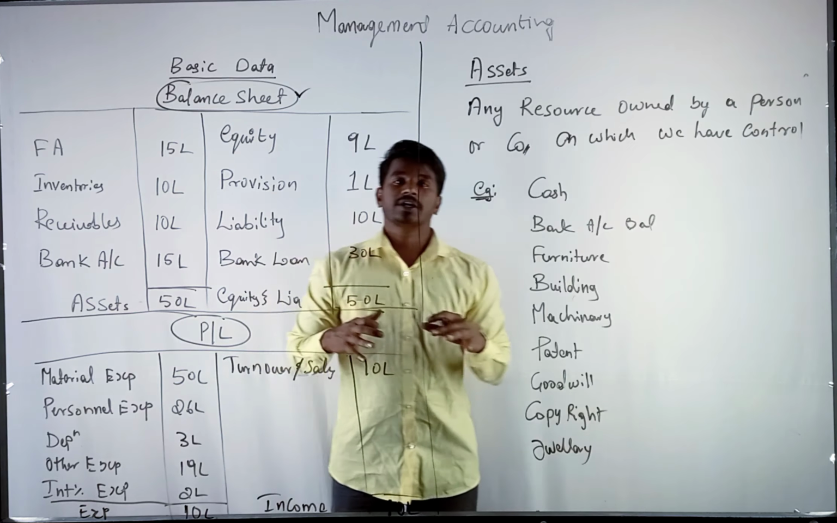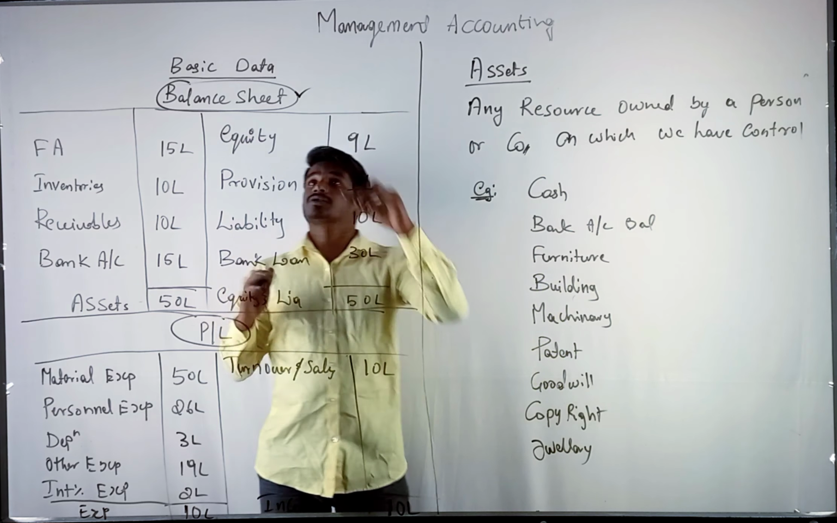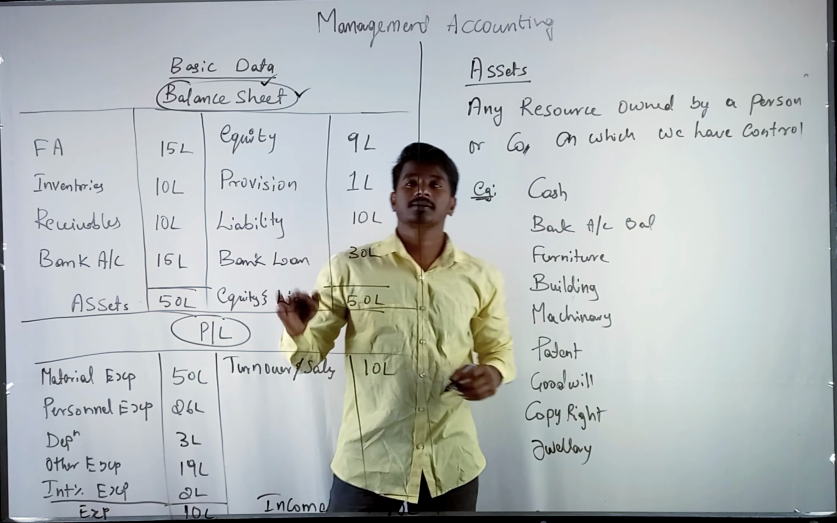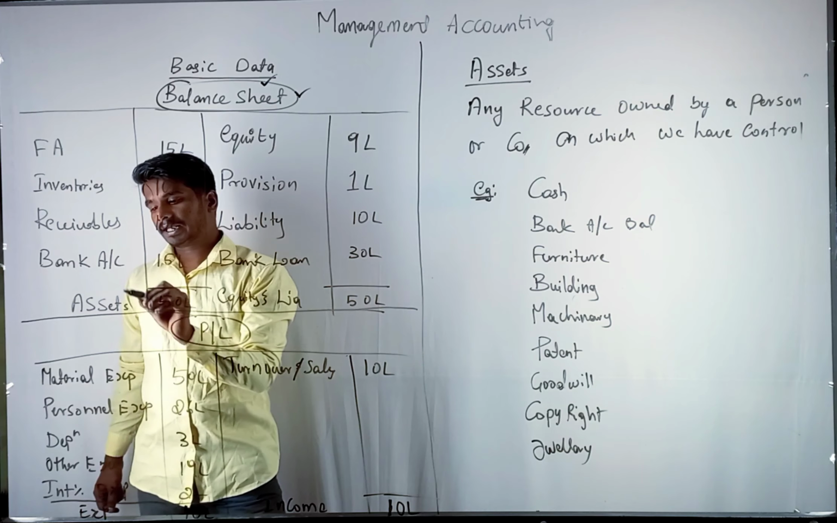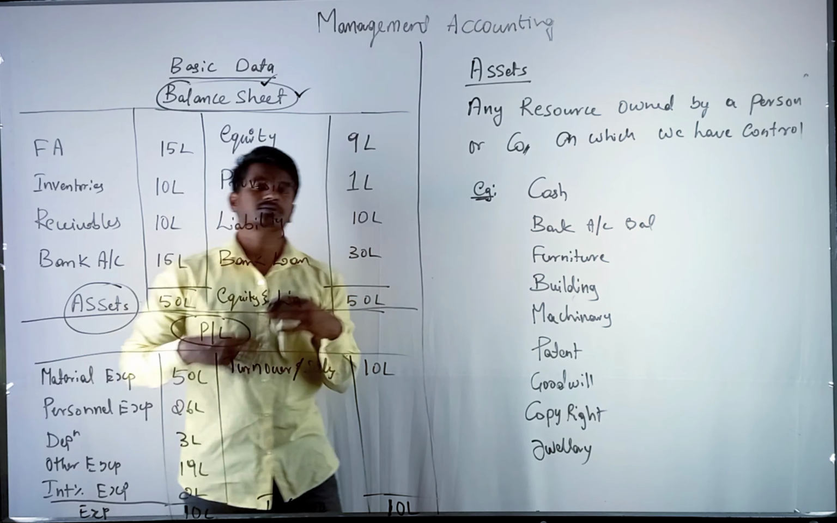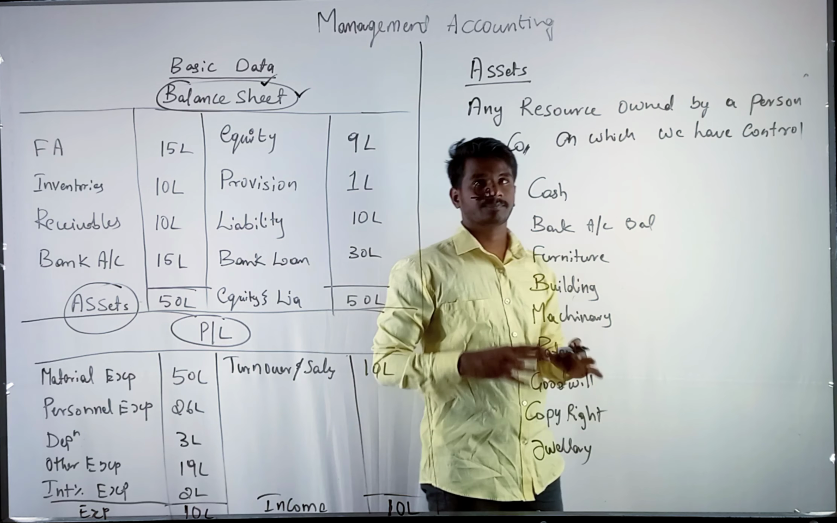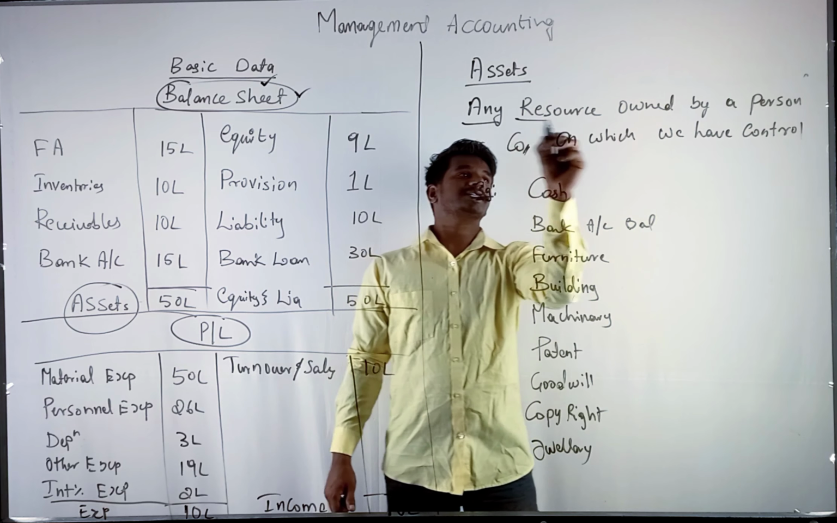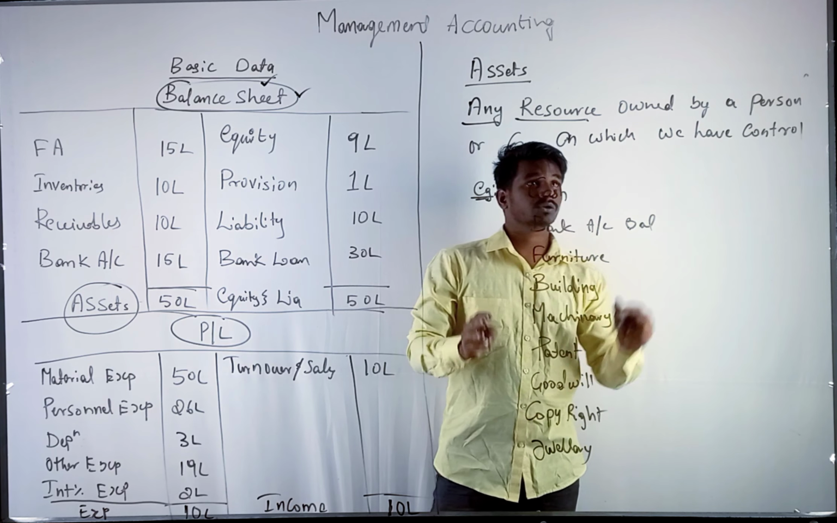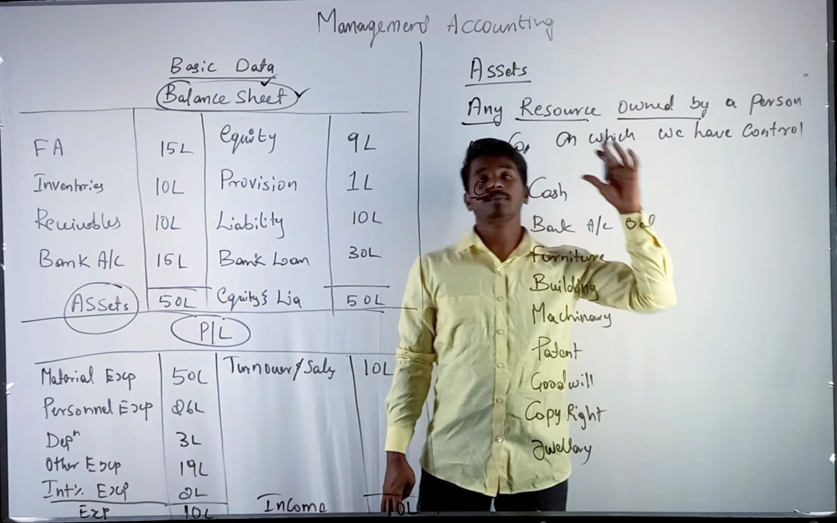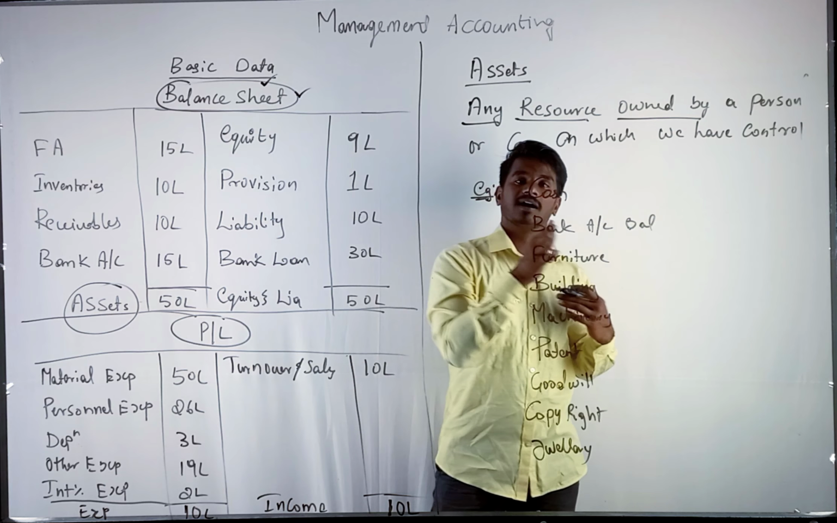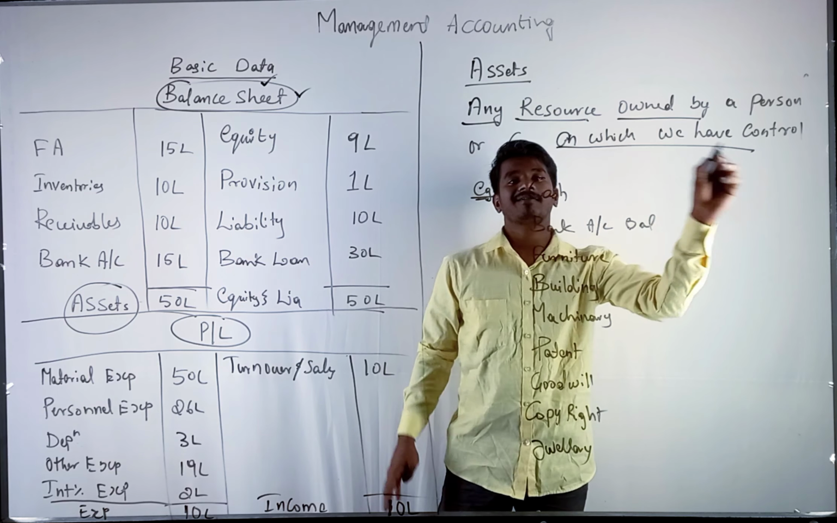Right. Okay, fine. We have understood what is balance sheet, but what do you mean by assets? What is an asset? Right. Any resource owned by a person or by a company on which we have control.